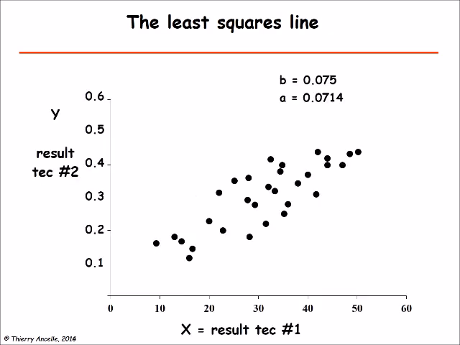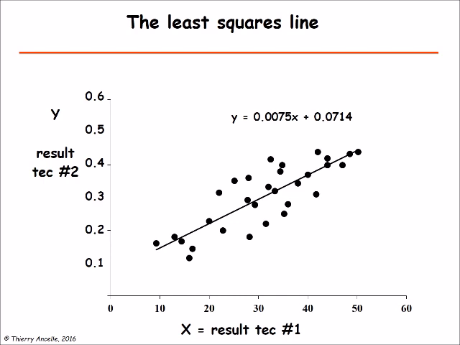Let's come back to the first example of the 30 couples of results of two laboratory techniques. After computing the numbers to minimize the sum of the squared residuals, as we call them now, we get the parameters of a line whose slope b is 0.075 and the intercept a is 0.0714. With these parameters, which have been calculated automatically from the data entered in PowerPoint or in Excel, one can easily draw the least squares line.